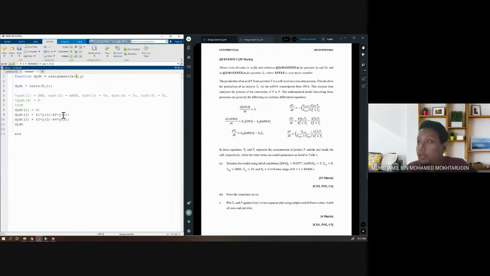And then for dy dt4, we have negative V cell over V out, multiplied by KT1 times PT times T0. So T0 is Y number 4, divided by KD1 plus T0. So T0 again is Y number 4. Okay, so make sure you put everything in brackets correctly, okay?